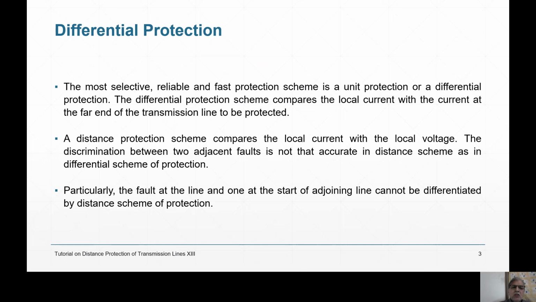Actually, the most stable, not only for line, for transformer, for motor, for generator, for anything, the most selective, reliable, and fast. Most selective means only the faulty part will be immediately isolated, very reliable, and very fast, instantaneous operation. Such a scheme is a unit protection or a differential protection. The differential protection scheme compares the local current with the current at the far end of the transmission line. That means two currents are compared.